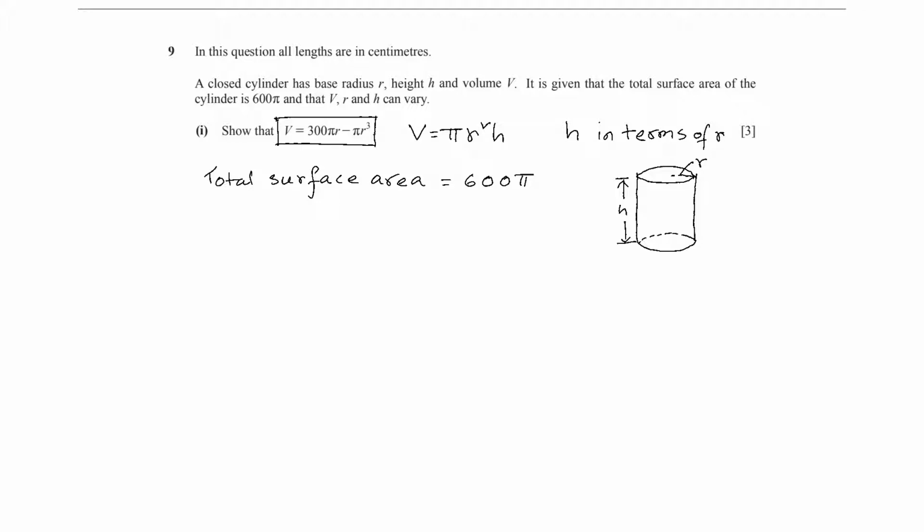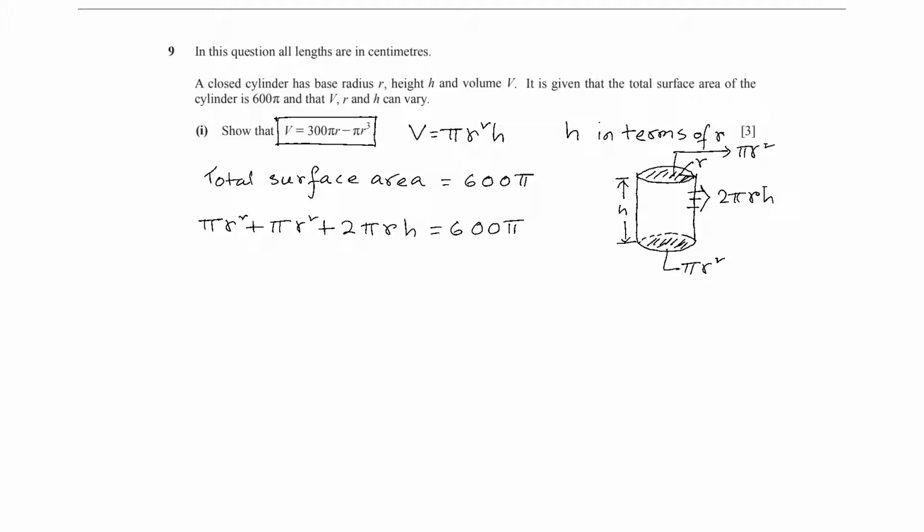Now at the bottom we have two circular surfaces, and we know the area of a circle is pi r squared. So let me write those areas: pi r squared at the bottom, pi r squared at the top. And this part is known as curved surface area, and the curved surface area of the cylinder is 2 times pi times r times h. Adding all those areas, we can write the total surface area as pi r squared plus pi r squared plus 2 pi r h is equal to 600 pi.